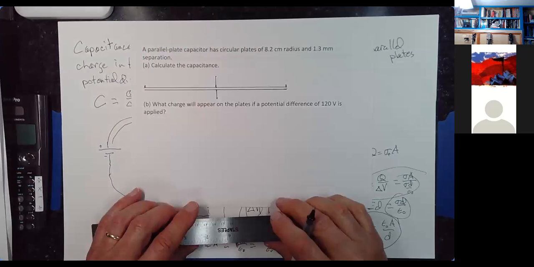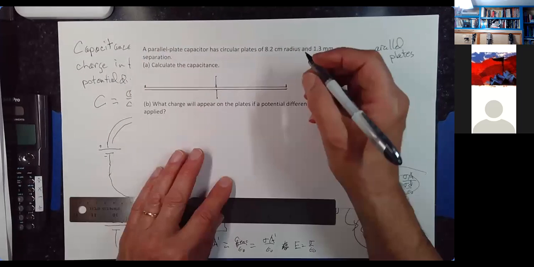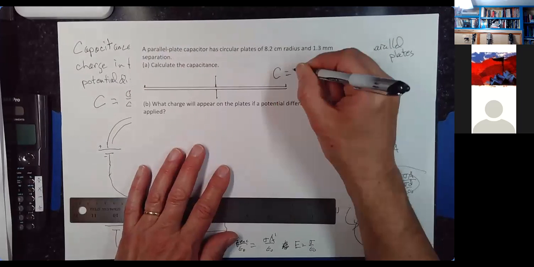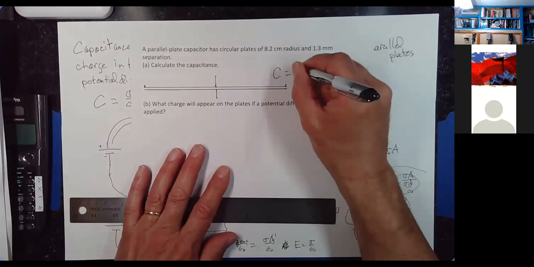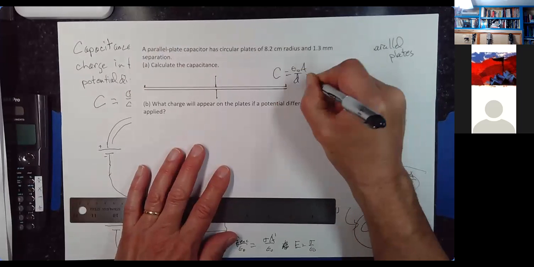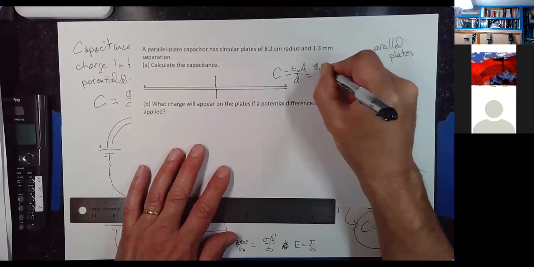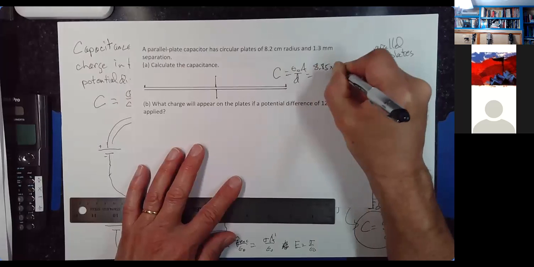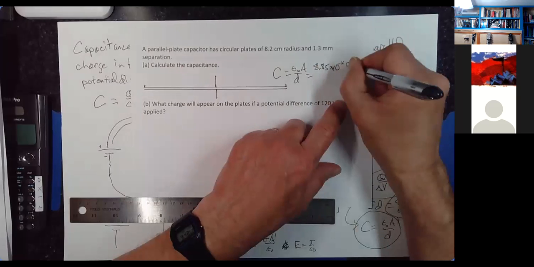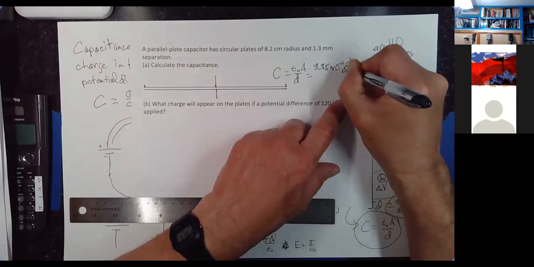What's going to be the capacitance of that thing? Well, let's see. Epsilon naught A over D. Epsilon naught is 8.85 times 10 to the minus 12th Coulomb squared per Newton meter squared.